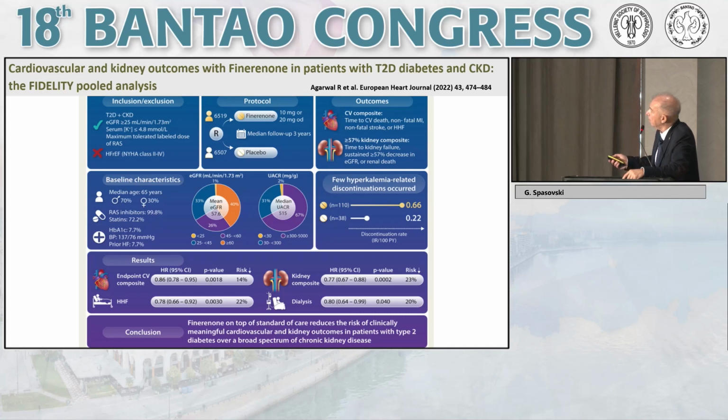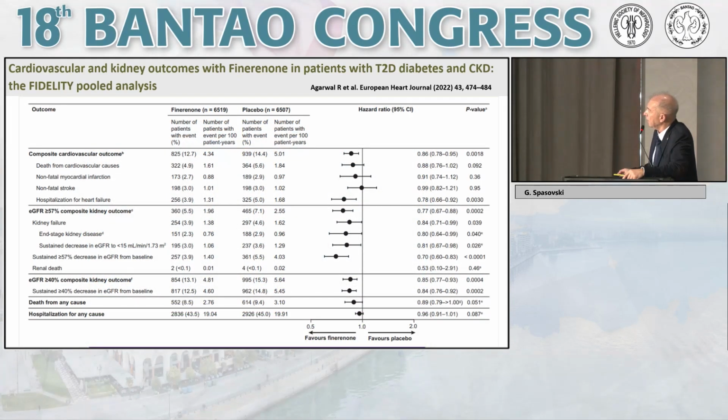And coming to the last drug I would like to present, finerenone. You see here the FIDELITY pooled analysis. And you have here the endpoint of kidney composite outcome, with a risk reduction of 23% and the need for dialysis reduced by 20% in all patients who were treated with finerenone on top of the maximum tolerated doses of ACE inhibitor or angiotensin receptor blockers. There was only little hyperkalemia, which was the reasoning why we should not introduce this drug, but there is no such problem. And you see the composite kidney outcome reduction of 57 or reduction of 40. Again, very beneficial effect in all of these parameters in patients who were treated with finerenone.